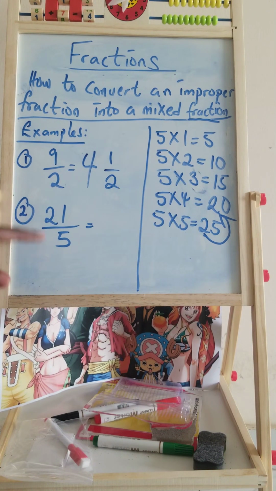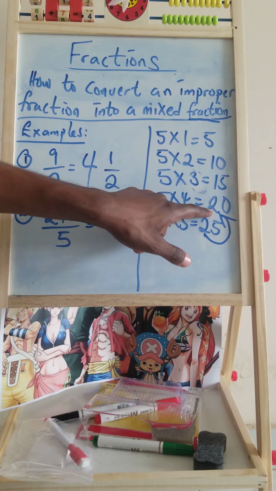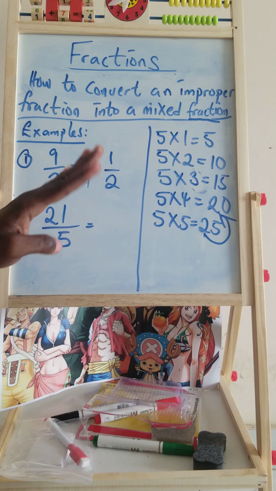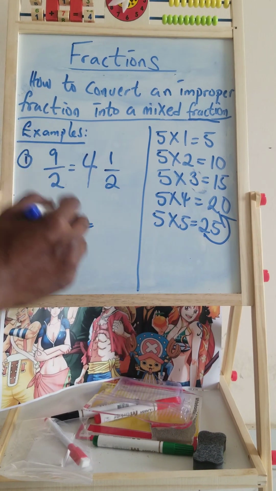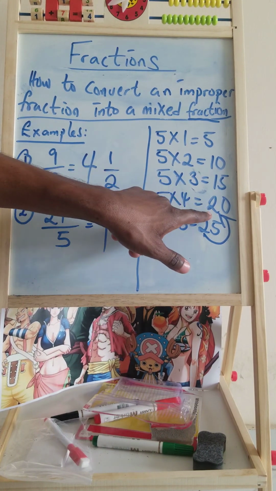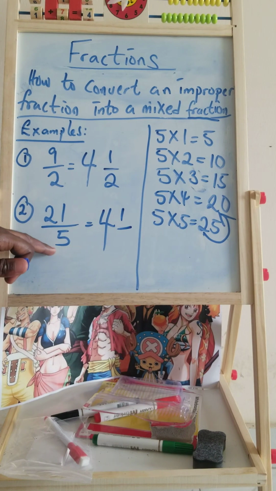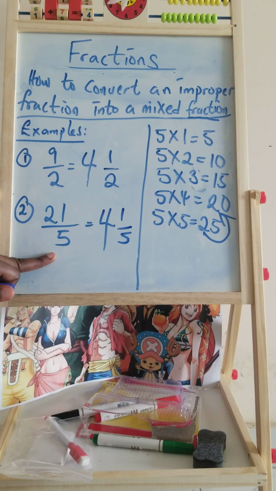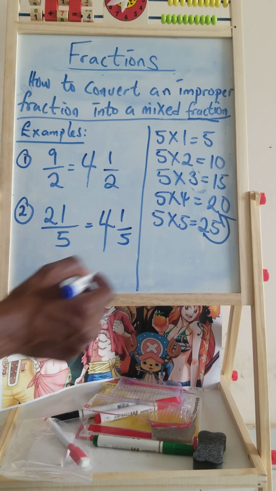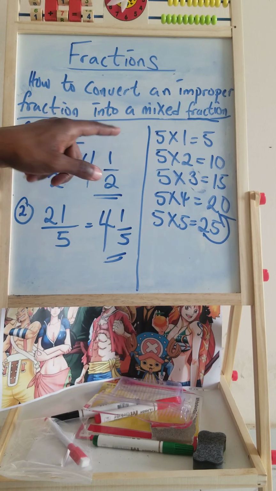So now 5 can go in 21 4 times, because 5 times 4 is 20. 5 can go in 21 4 times, which will give us a total of 20. So we'll have 4 as a whole number here. Now we have a total of 20 out of 21, which means we still have a remainder. What is the remainder? It remains 1 over the same denominator, 5, that we are dividing with. So we have 4 whole number 1 over 5. This is the answer. This is how to convert an improper fraction to a mixed fraction.